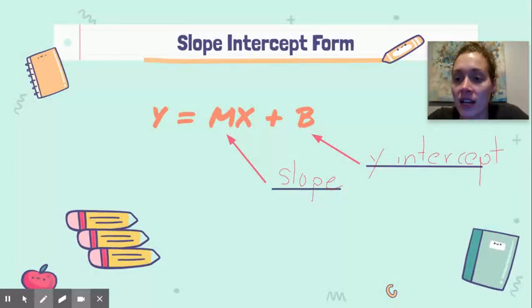The x and the y will always be in the equation because they represent the x value and the y value, those coordinate points that lie on the line. So the x and the y will stay. We just replace m with the slope of the line and b with the y-intercept. Where does it cross through the y-axis on the graph?